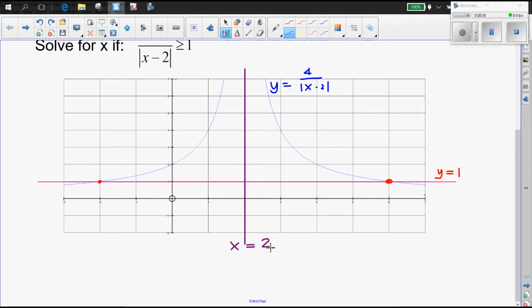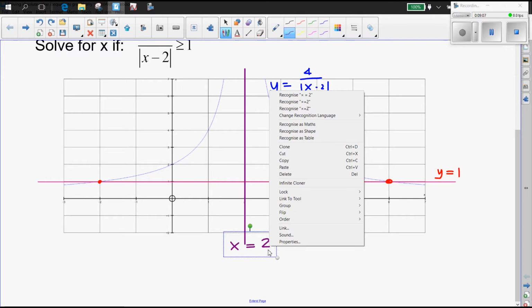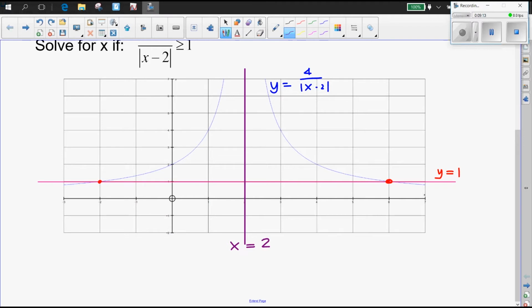Now, knowing that my x values lie between negative 2 and 6, and I have an asymptote at x equals 2, I can say that my solution would be: x must be greater than or equal to negative 2, but smaller than 2, because we have an asymptote, x cannot equal 2. Or x must be less than or equal to 6, but greater than 2. And this takes into account your asymptote.